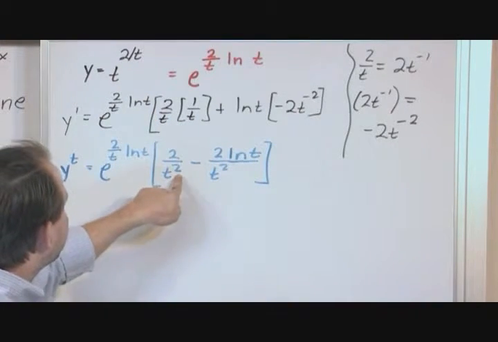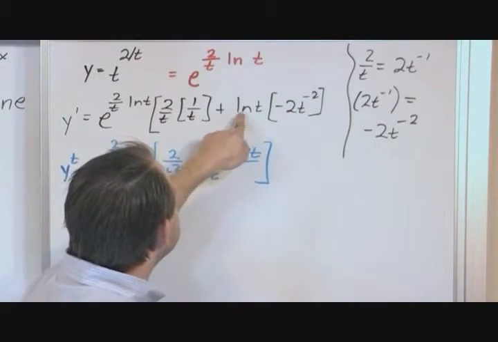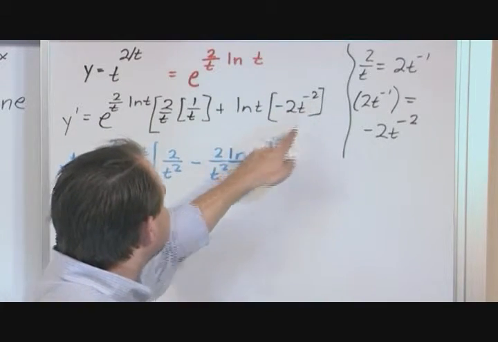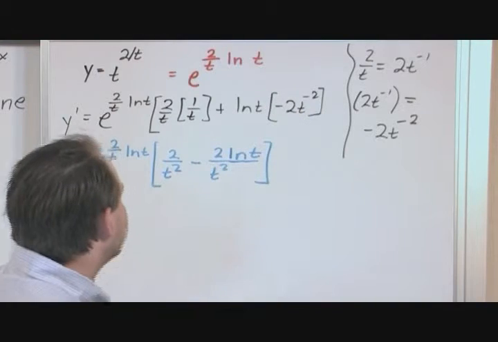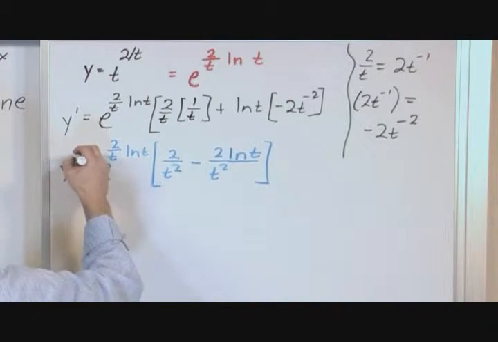So 2 over t squared is pretty straightforward. The minus comes from here. The 2 is on the top. The natural log is on the top. The bottom gets a t squared because it's negative, so I make it positive. And then to write the final answer, why did I write y to the t? This is y prime here.